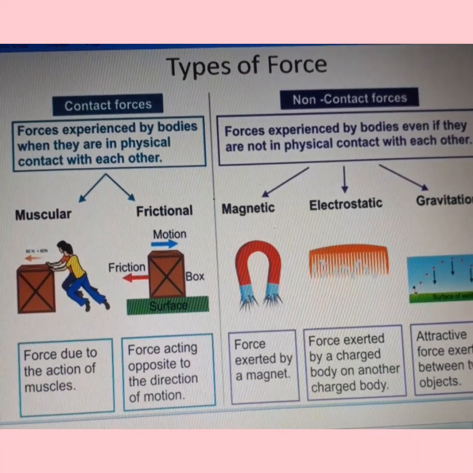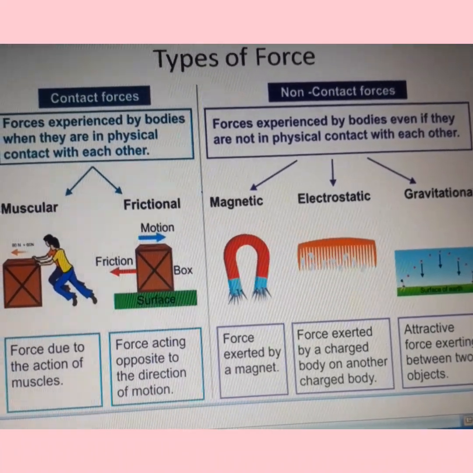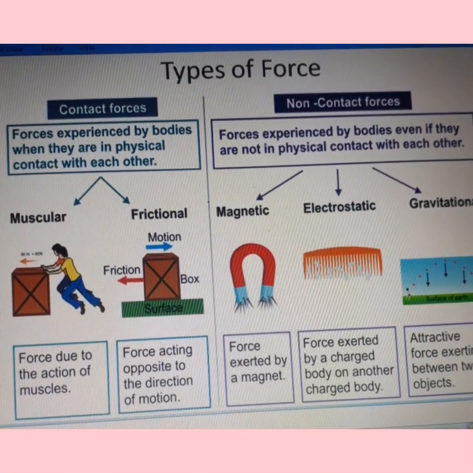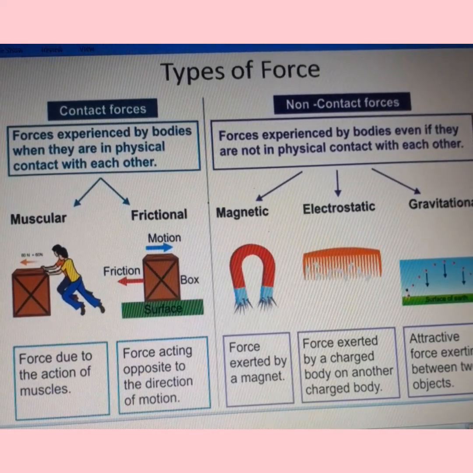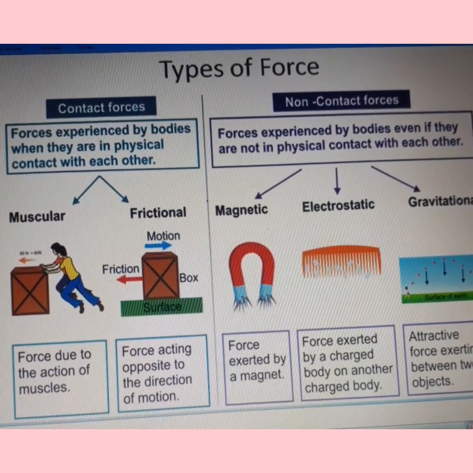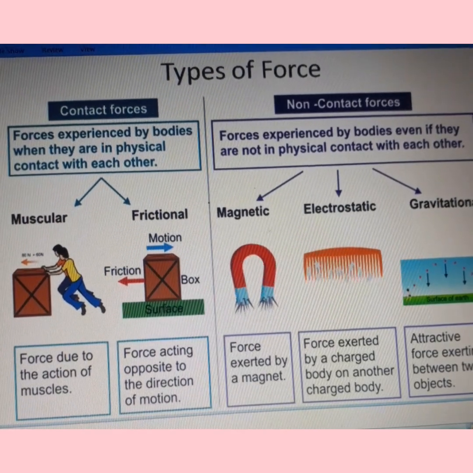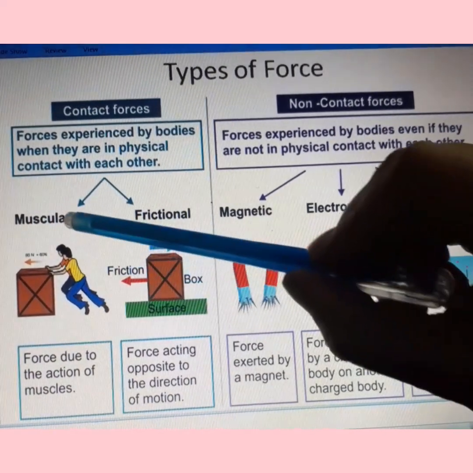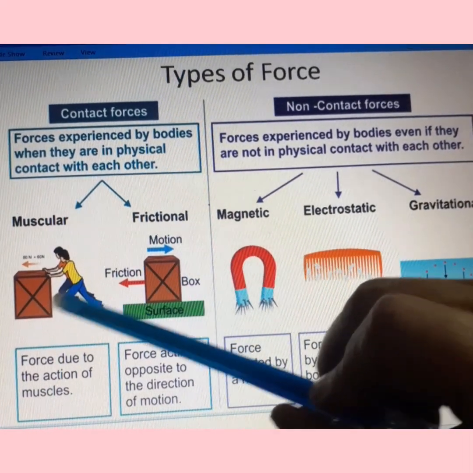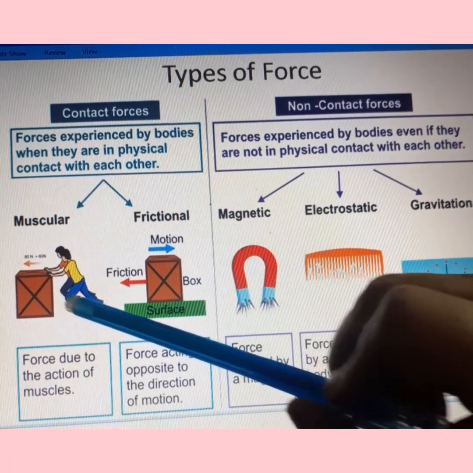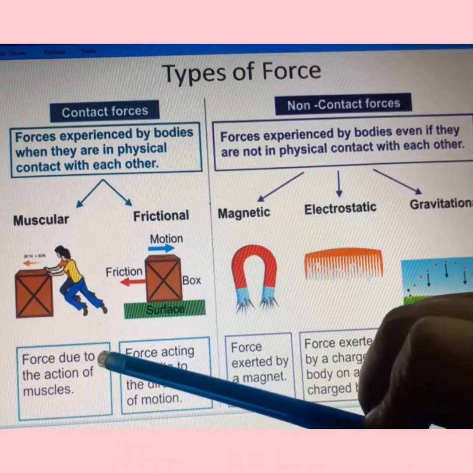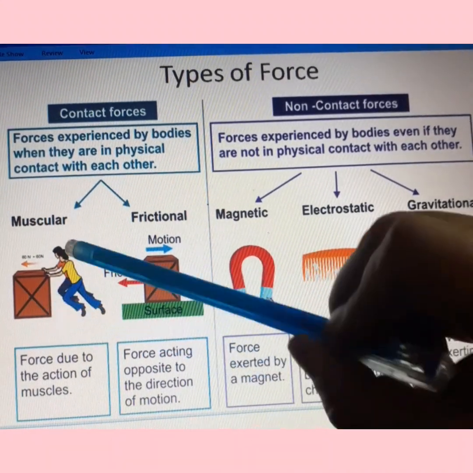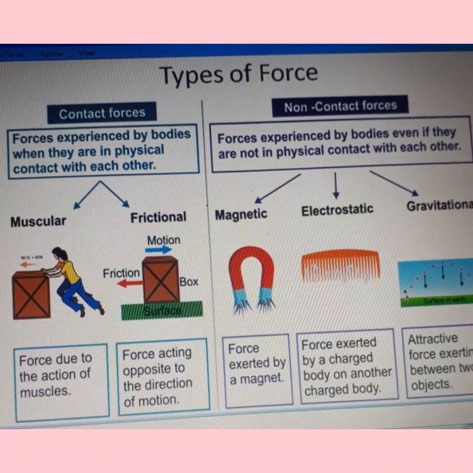As I mentioned earlier, there are two types of forces: contact forces and non contact forces. Contact forces are those forces that are experienced by bodies when they are in physical contact with each other. For example, the muscular force. Here, two men are pushing this box. The force that is exerted due to the action of their muscles on the box is the muscular force.